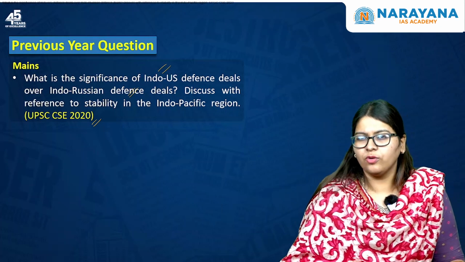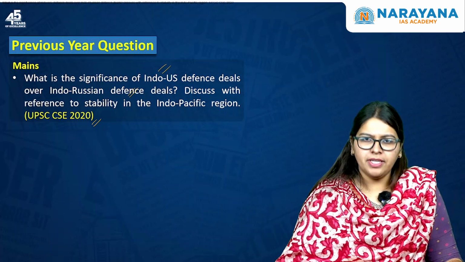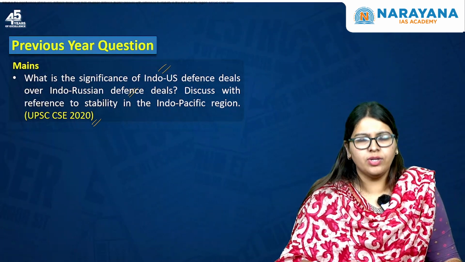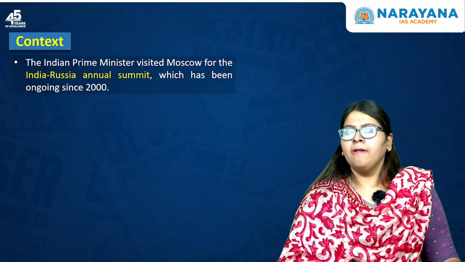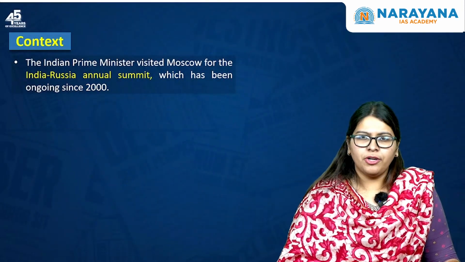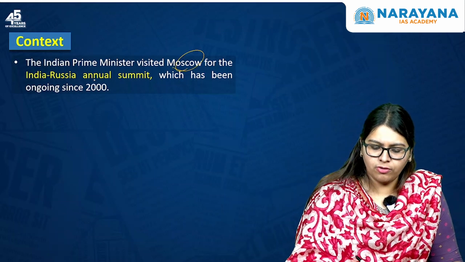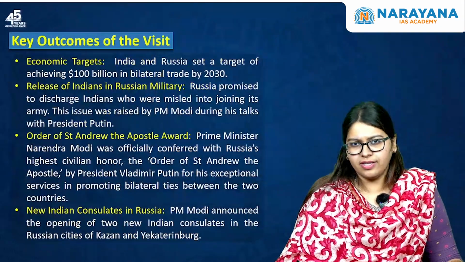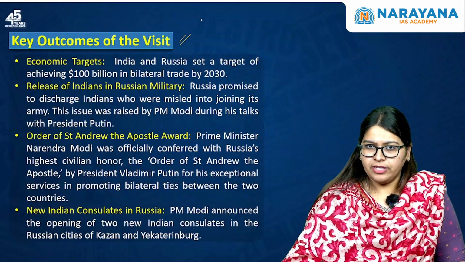is the significance. So here, the relationship that India shares with the immediate neighbors, the extended neighbors and other bilateral ties with countries like the US, Russia, etc. are very, very important for your mains examination. Now, let us understand what this particular article is discussing. Okay, so the Indian Prime Minister visited Moscow for the India-Russia annual summit, which has been ongoing since the year 2000. Now, let us understand the key outcomes of this visit.